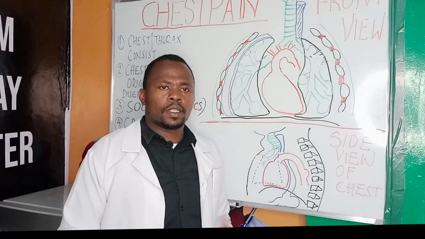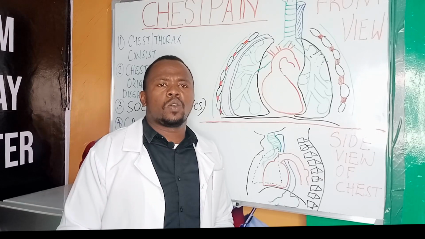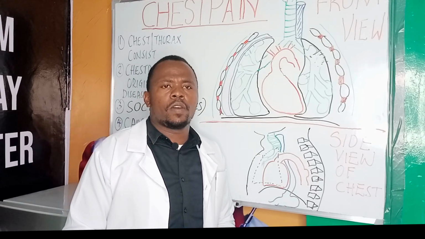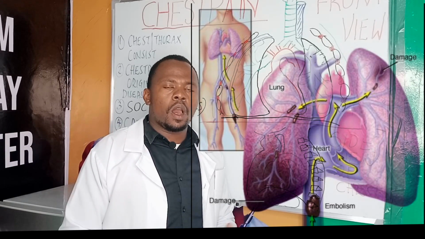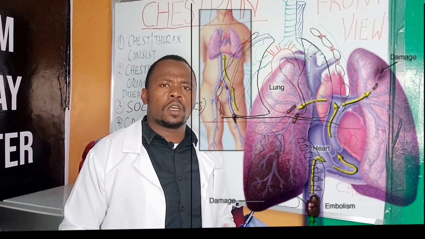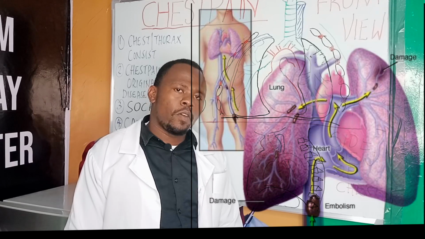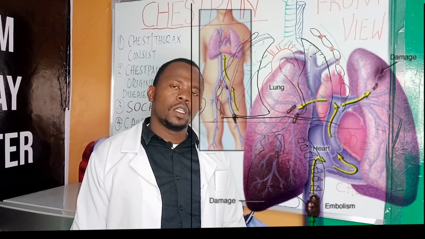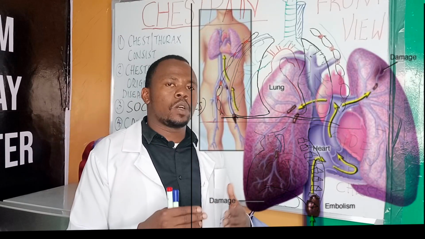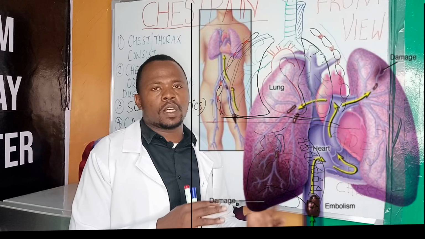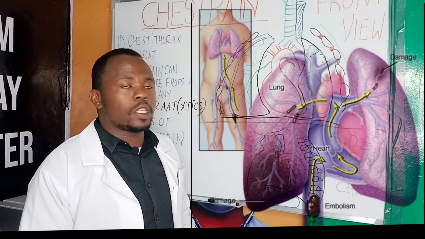Other issues that can result in chest pain, we have lung-related causes. Lung-related causes, we have pneumonia. We also have pulmonary embolism. Pulmonary embolism is when a blood clot, especially in patients who have a blood clot in the deep veins of the lower legs, called a DVT, dislodges and moves with the blood and lodges within the blood vessels that supply your lung, resulting in pulmonary embolism, causing severe chest pain.